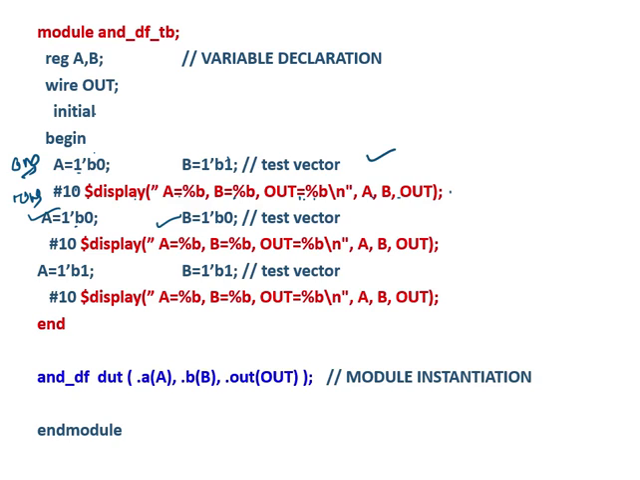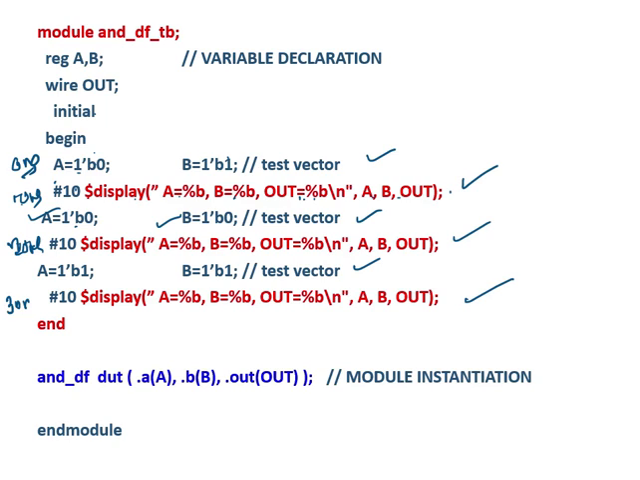So these are test vectors. Individually we have given the test vectors. This is 10 nanosecond, this is 20 nanosecond, this is 30 nanosecond. So after 10 nanosecond, this one will be executed. After 20 nanosecond, this one will be executed. After 30 nanosecond, this one will be executed.